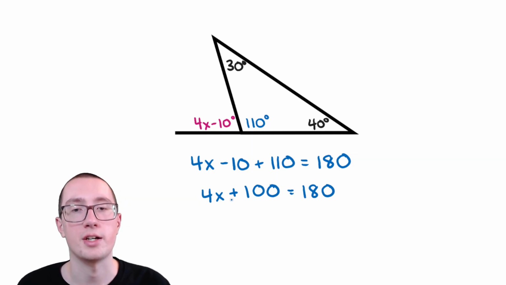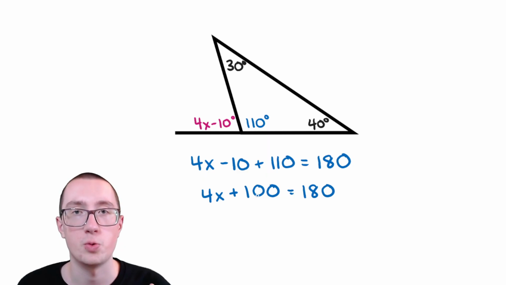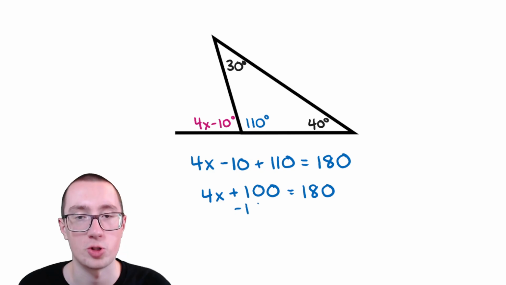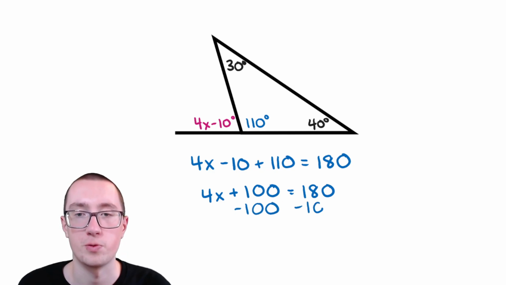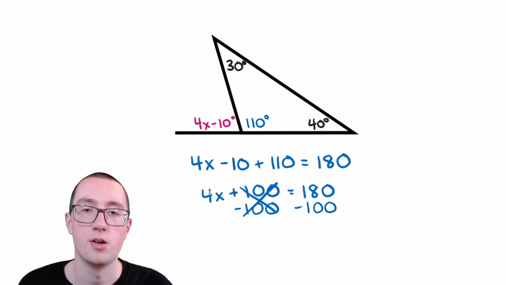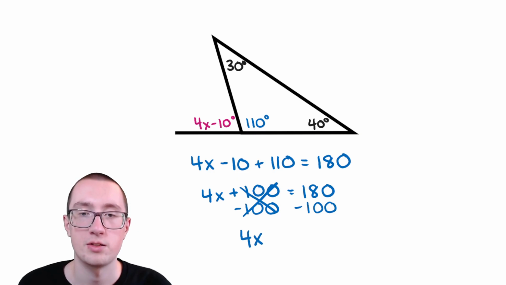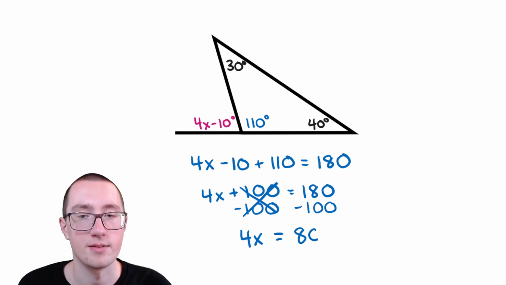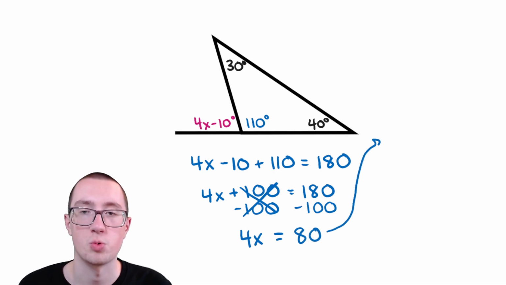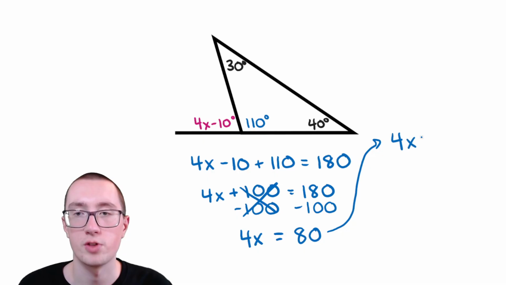So now to get x by itself, we can get rid of the 4 first, or we can get rid of the 100. You can do whichever one you like. I think it's easier to add or subtract first before multiplying and dividing. So I'm going to do the opposite of adding, which is subtracting, and subtract 100 from both sides. So these cancel out. On the left side, we just have 4x. And on the right side, we have 180 minus 100, which is 80. So I'm going to go ahead and move this up here because we're running out of room. And all we have left is 4x equals 80.